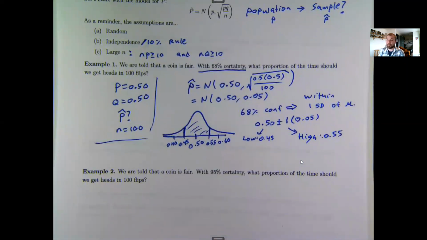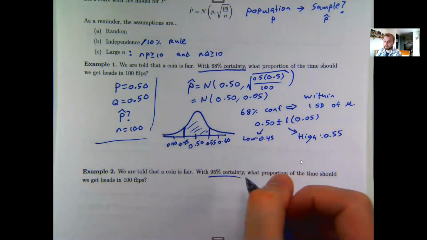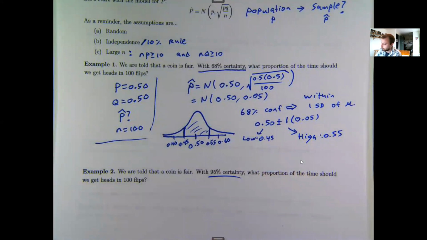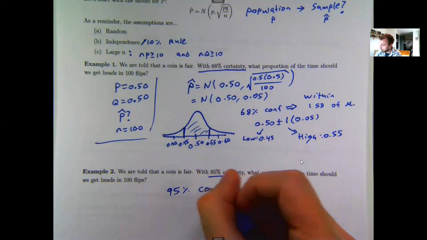68% for me, I'm not sure how comfortable I would be with that. I feel like there's still a high risk of being wrong there. So instead of being 68, let's say I wanted to be 95% certain. Well, my big difference here is to be 95% confident.